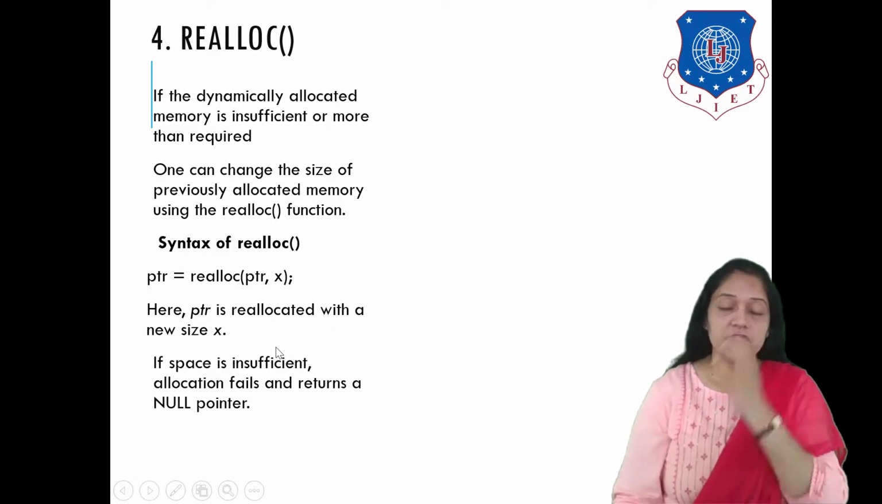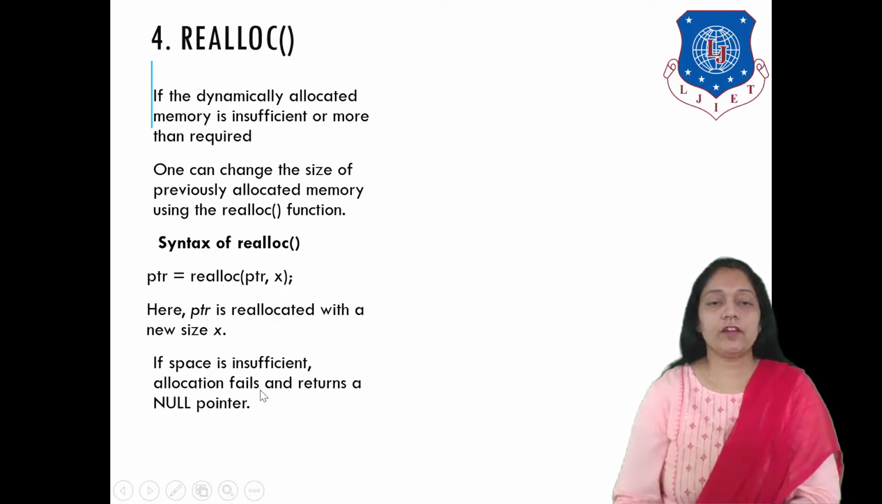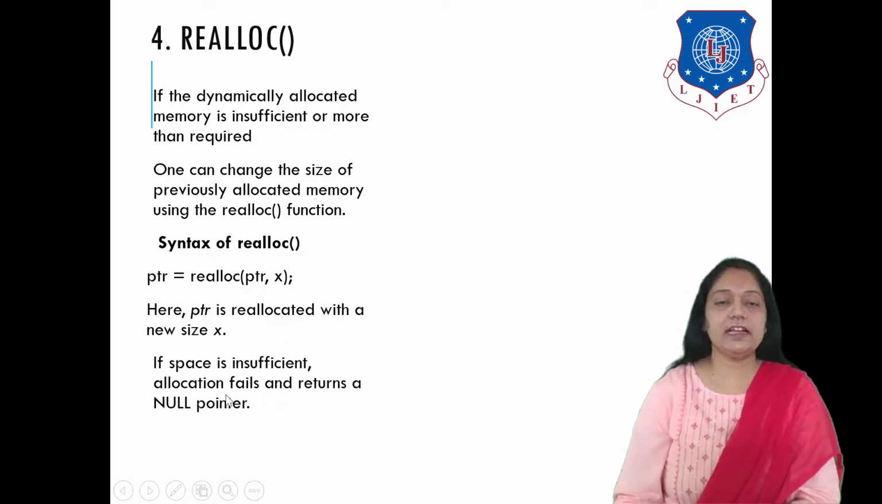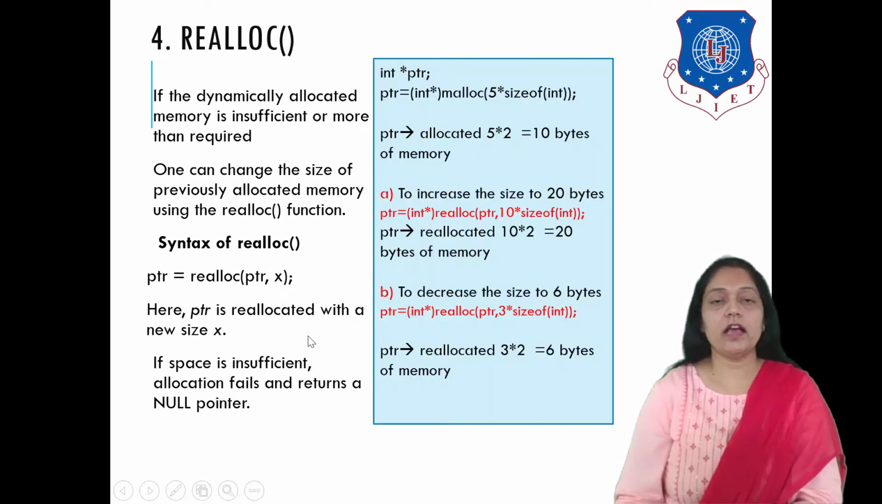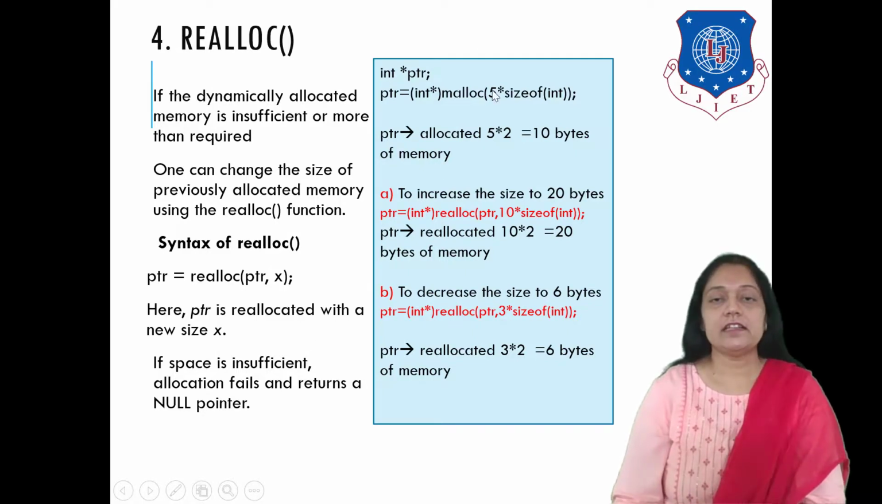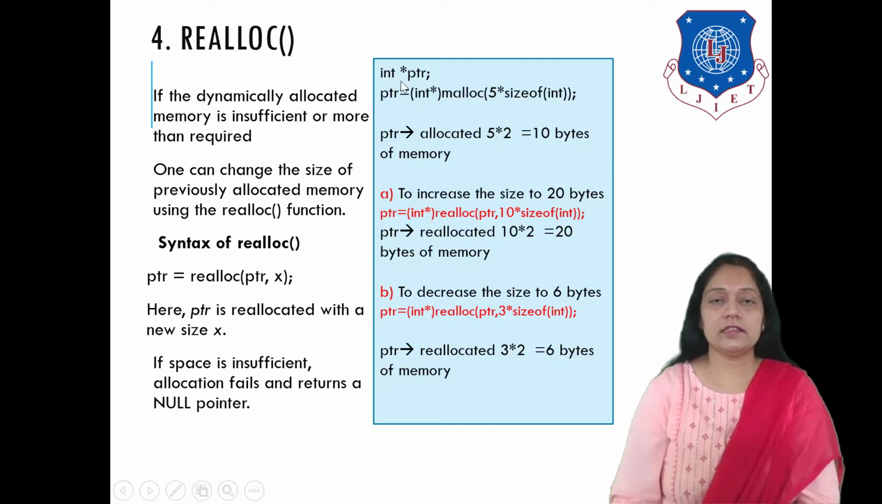So realloc is used whenever you use the malloc and calloc functions, and if the space is insufficient, it is going to return a null pointer. So what you can do is, if null has been returned, then you can use realloc for allocating the memory again. So let's understand realloc using a simple example.